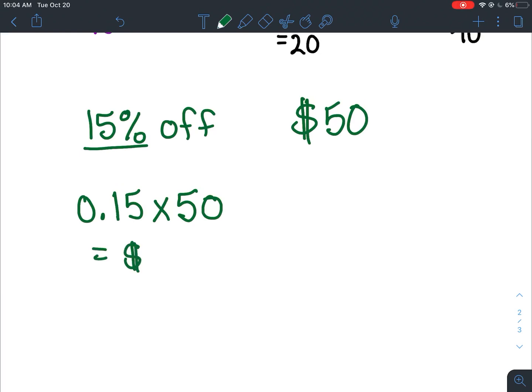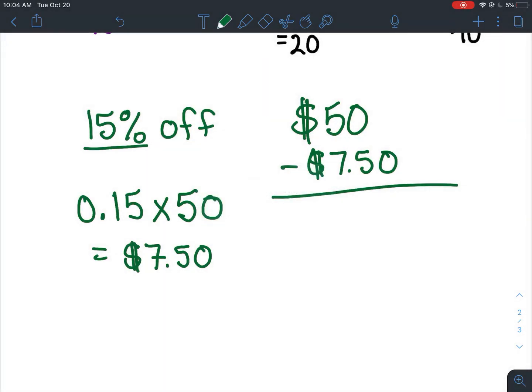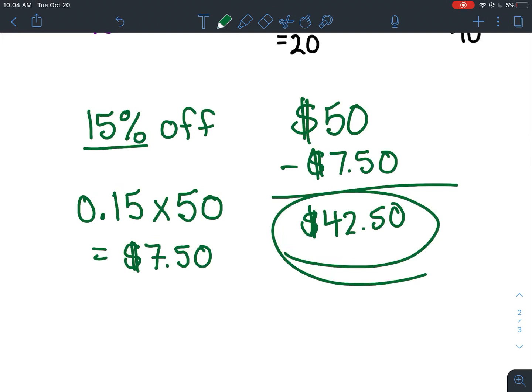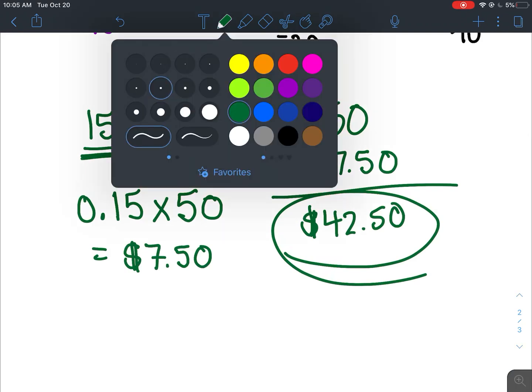It is $7.50. So that means we actually save $7.50. So we can subtract $7.50, making it $42.50. Is that right? So now we get the backpack for $42.50. So sometimes it's good to know this for discounts.